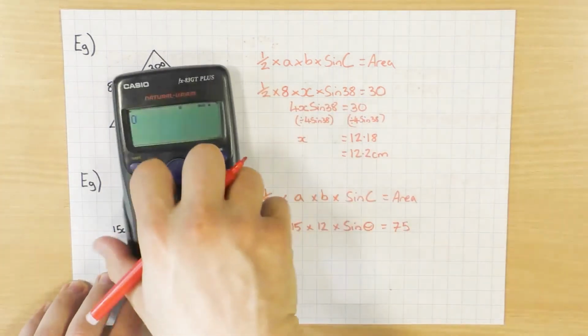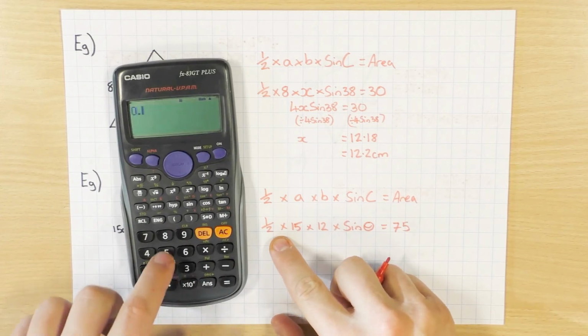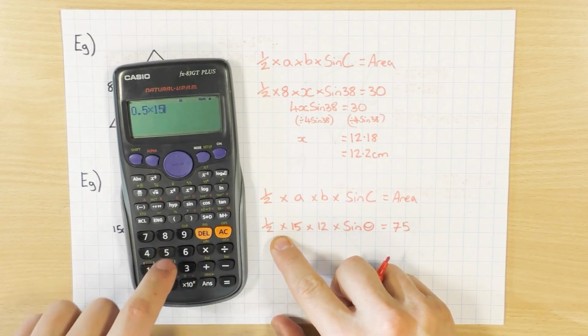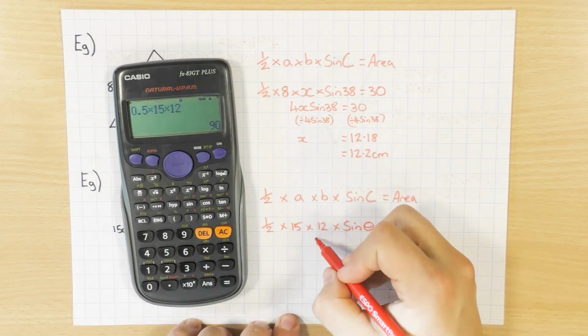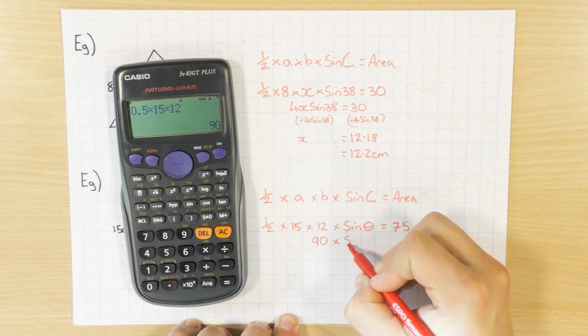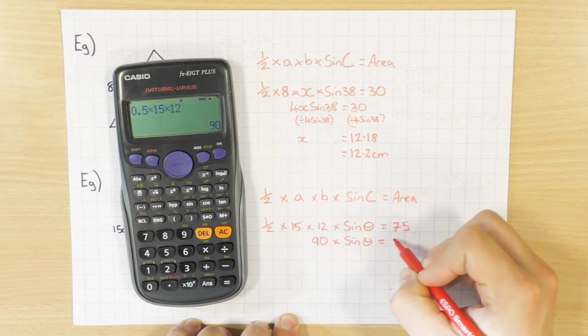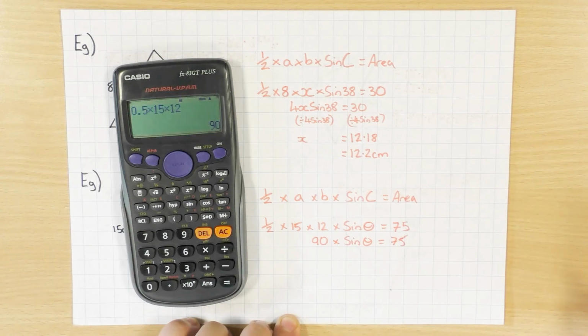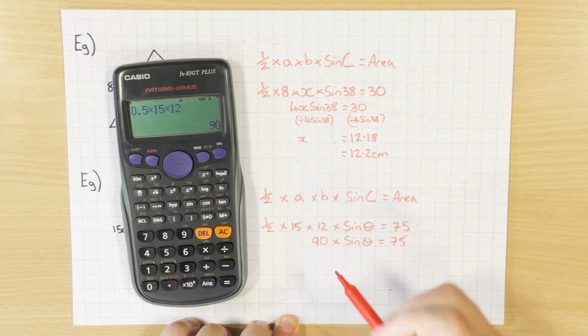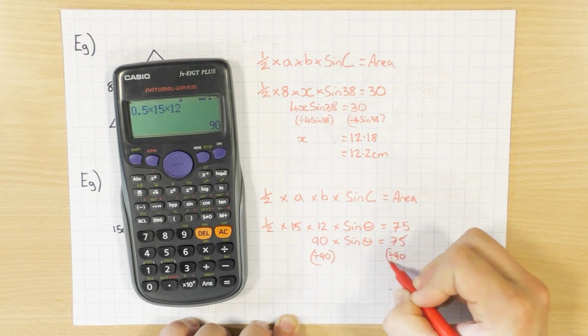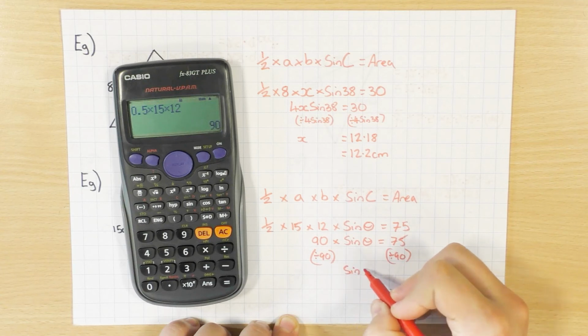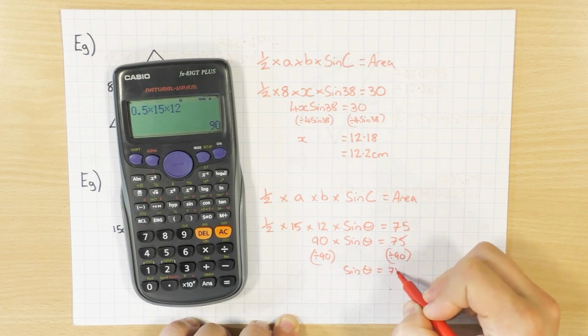Again, a little bit of tidying up. So 0.5 times 15 times 12, that's going to give me 90. So 90 times sine theta equals 75. Okay. Now again, I just want theta on its own, so I want to get rid of this 90. Well, currently I'm doing 90 times sine theta, so I do the opposite and I divide by 90. Don't forget both sides to keep it balanced. So sine theta equals 75 over 90.